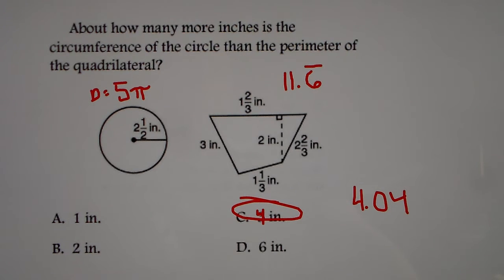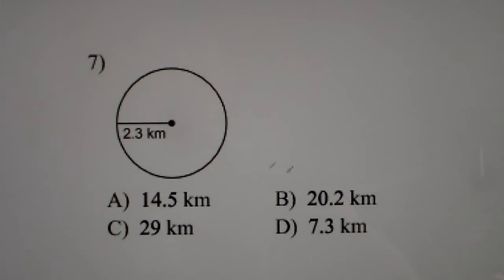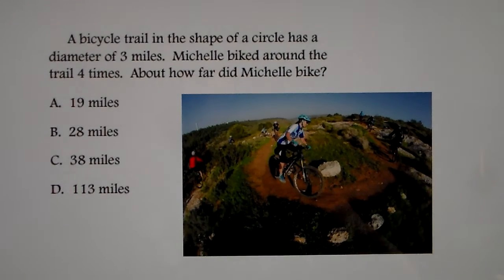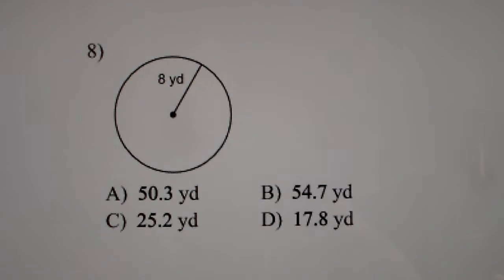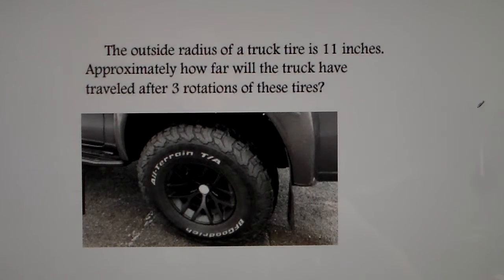Alright, let's move forward. Number 7. That's just another problem you can practice on your own. Here's another word problem you can practice on your own with a bike trail and the path there. Here's another one. Outside radius of a truck tire is 11 inches. How far will the truck have traveled after 3 rotations?